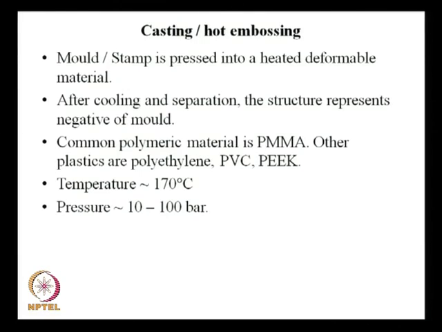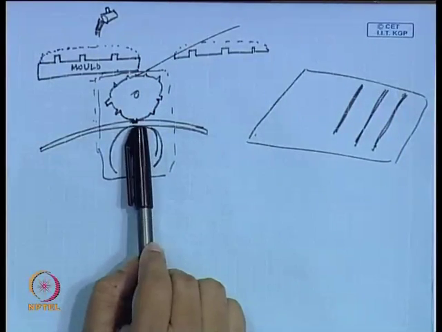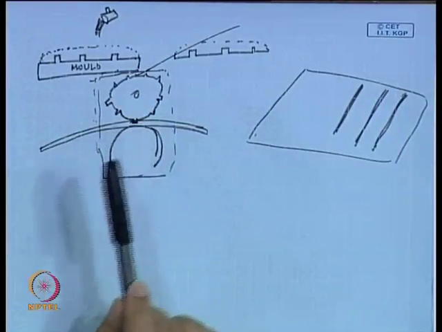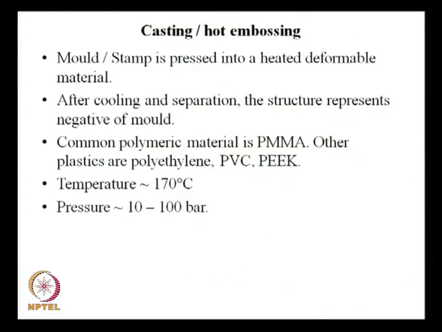Okay. So, here the mold or stamp is pressed into a heated deformable material. After cooling and separation, the structure represents the negative of the mold. What I am discussing is a very traditional casting process, and this is on a continuous basis. But what I am talking about in the slide is more of a batch process.